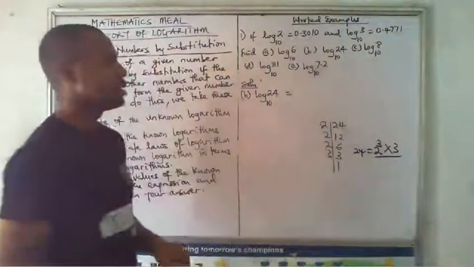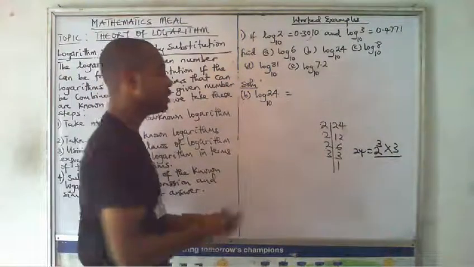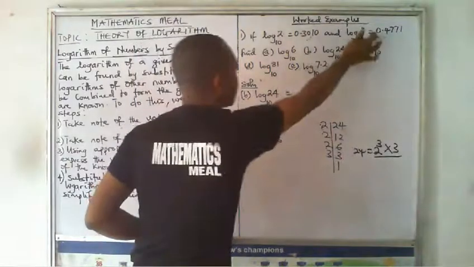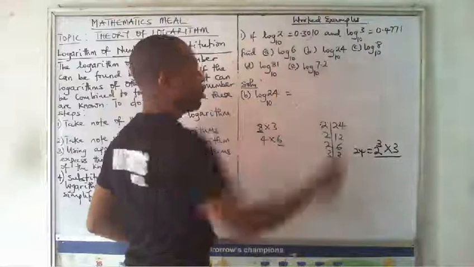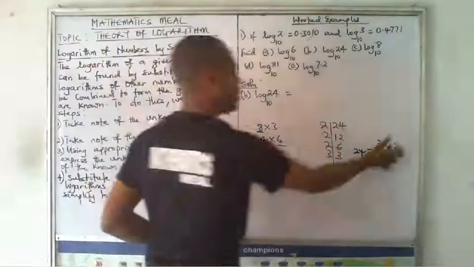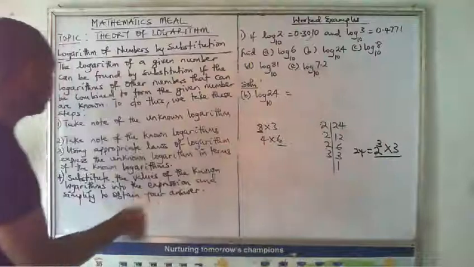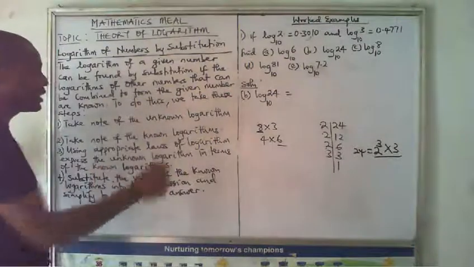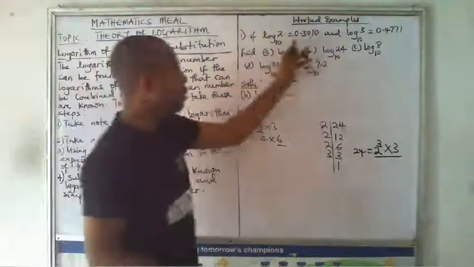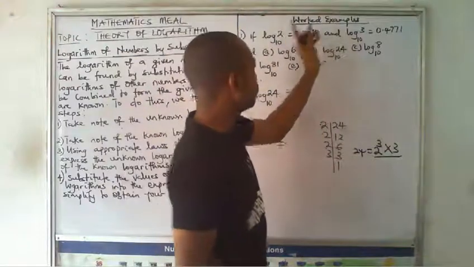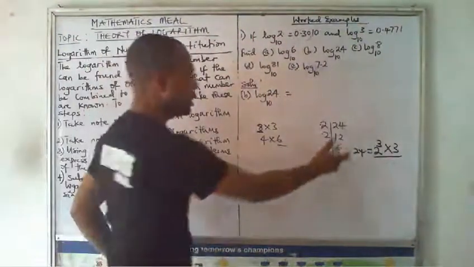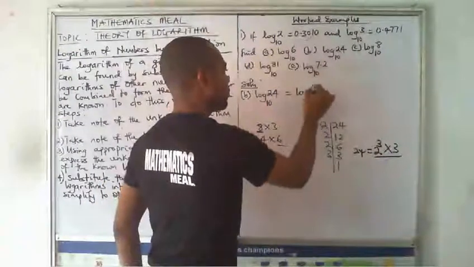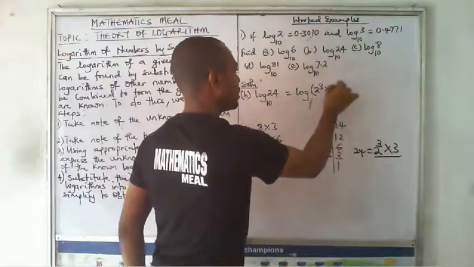That's 24. And I know that there are so many ways of writing 24. We can write 24 as 8 times 3, 4 times 6. But they did not give us the logarithm of 6. They did not give us the logarithm of 8. So we need to write 24 in terms of the numbers whose logarithms are known. Here, the numbers whose logarithms are known are 2 and 3. That's why we have to break it down to this one. So this will now give me log of 24, which is 2 raised to the power 3 times 3.